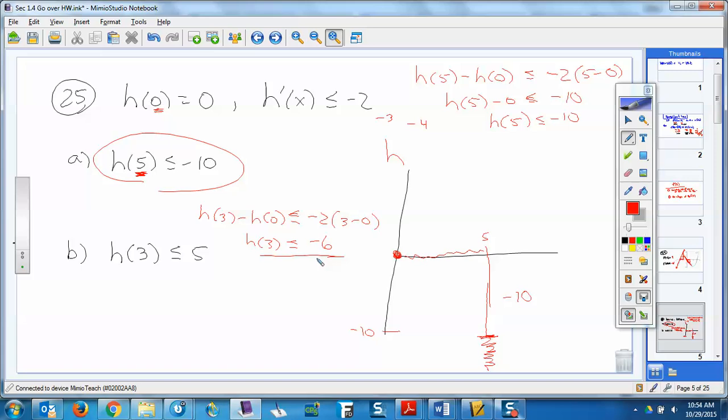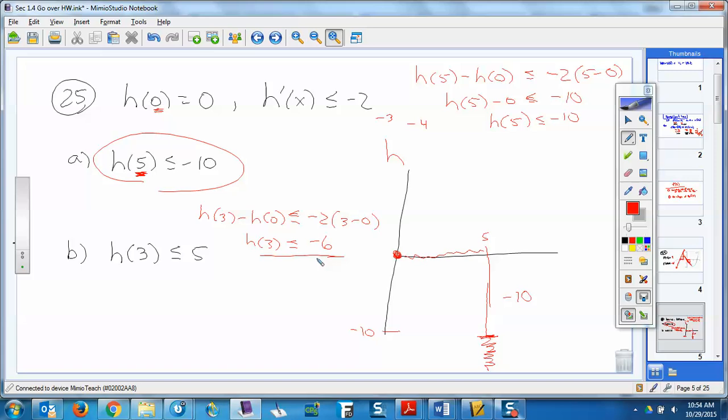So is it true that h of 3 is less than or equal to 5? It has to be. Is h of 3 less than or equal to 5? Absolutely, because what is it? It's negative 6, negative 7, negative 8, negative 9. Those numbers are all less than or equal to 5.